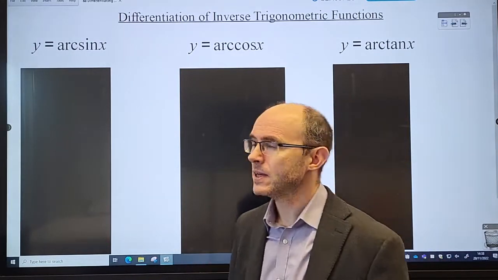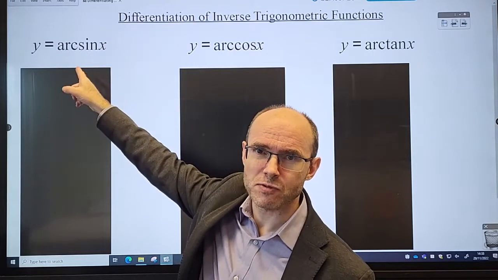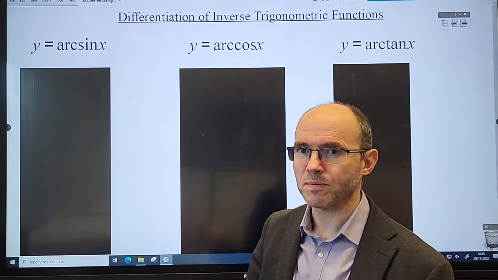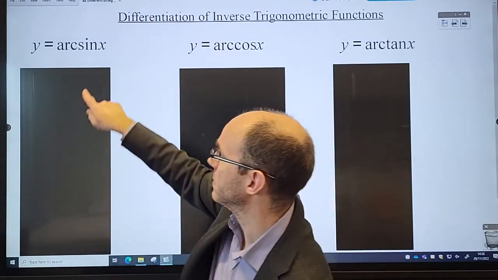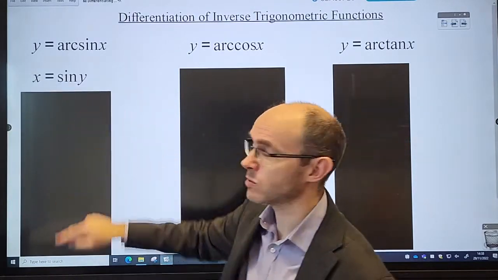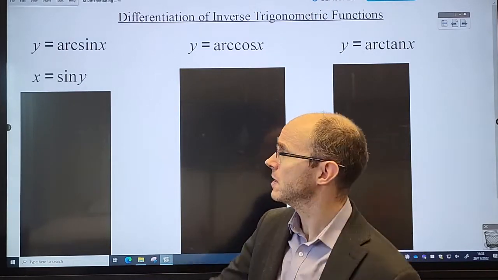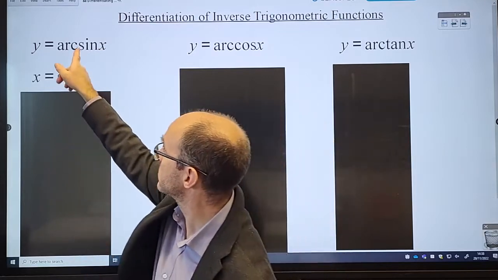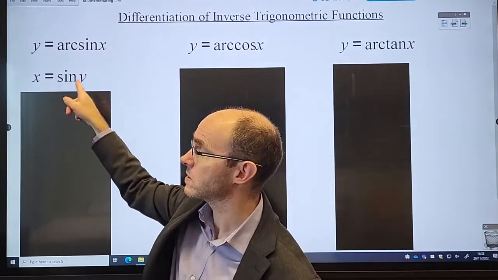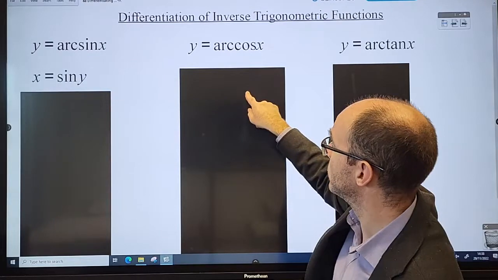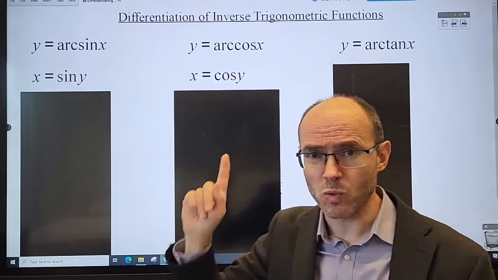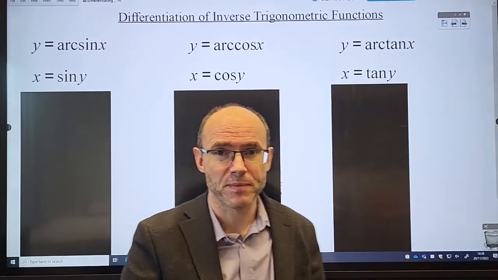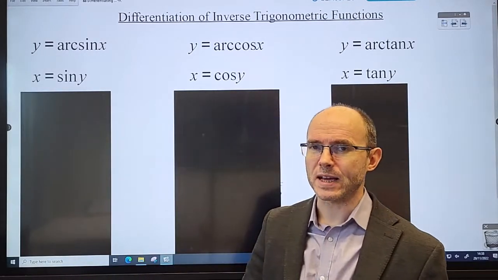Right, the method is, because we don't yet know how to differentiate arcsine, we're going to rewrite it with x as the subject, because we do know how to differentiate sine. So we're going to write x equals sine y. I'm hoping you're understanding that. Because arcsine is the inverse of sine, rewriting it, you've got sine y equals x, or x equals sine y. And the same with this then. We're going to have x is equal to cos y, and then x is equal to tan y.